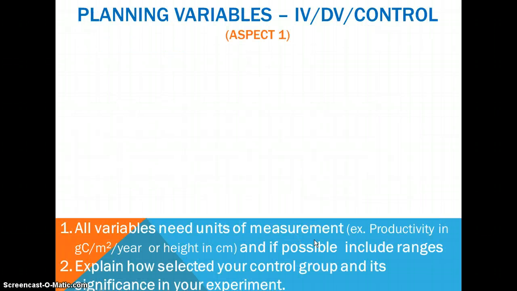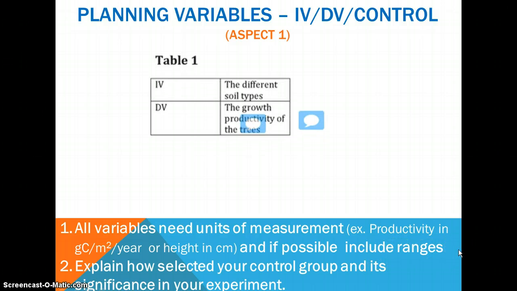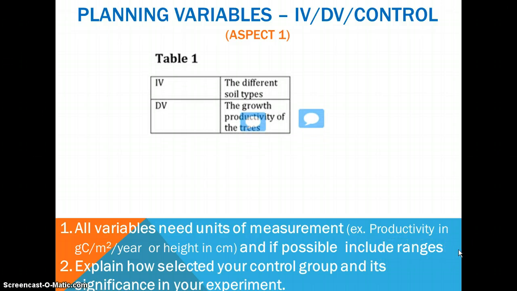The next section is planning the actual different variables, such as the IV, the DV, and the control group. For these sections, I need to make sure I have units of measurement. They need to be super detailed, so go back in your notes or ask the teacher for help. And if possible, including ranges. So notice in this example, they're not doing that at all.